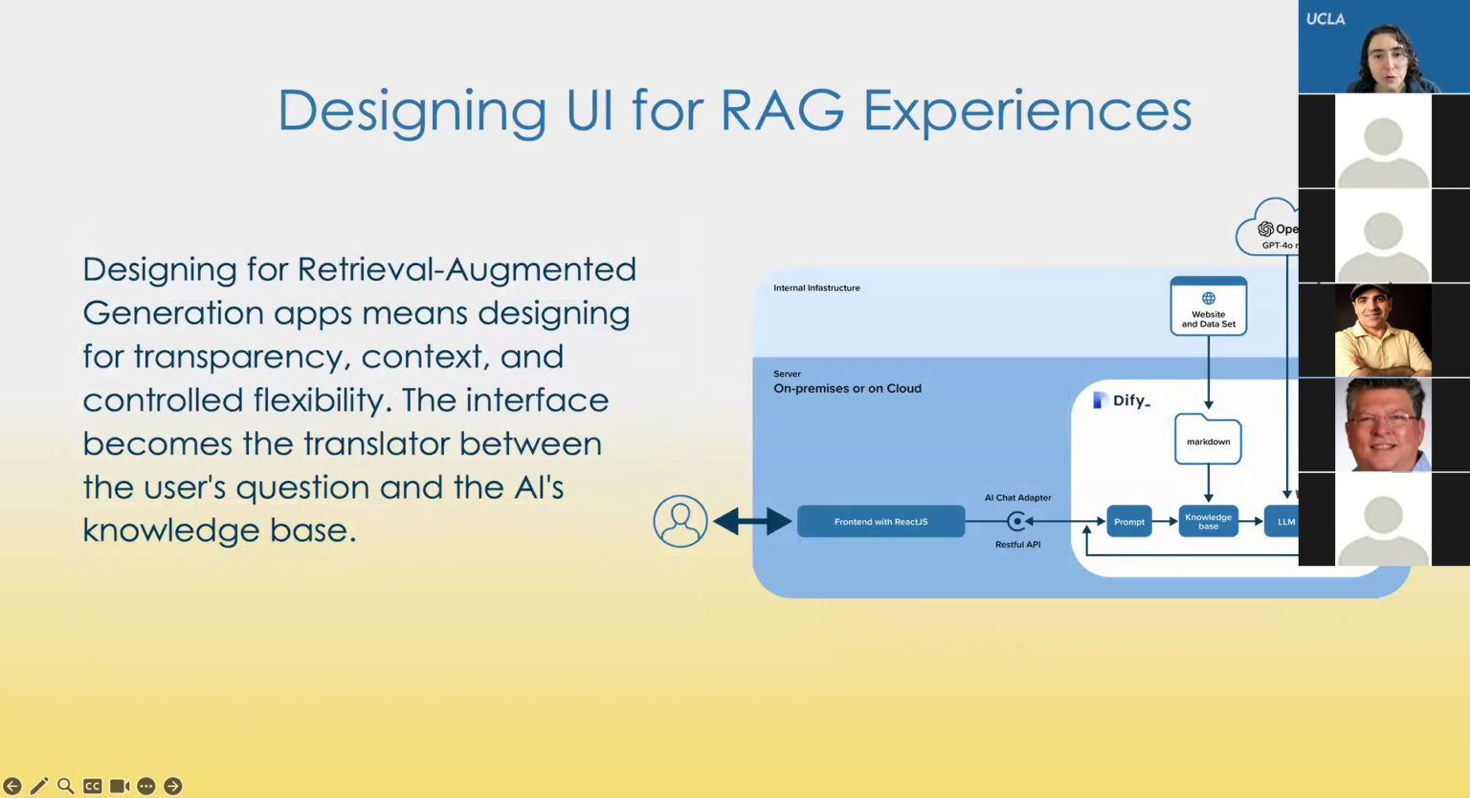Now, designing the user interface specifically for a RAG experience. You can see that this is the diagram where the user interacts with the front end. So that's where the user interface is. Then the message goes through the adapter and the knowledge base comes into play and the LLM that's being used comes into play. And then it goes back around to the front end where the response goes to the user. So the user interface is where the user is interacting with the AI.